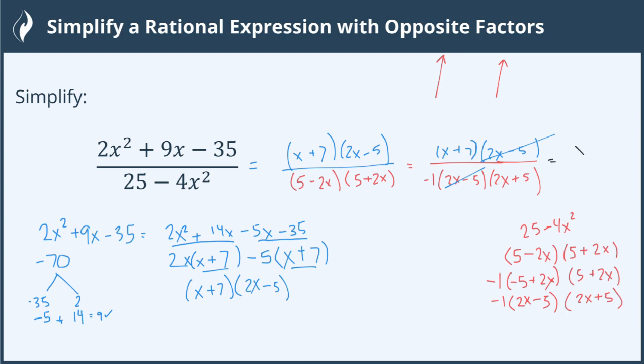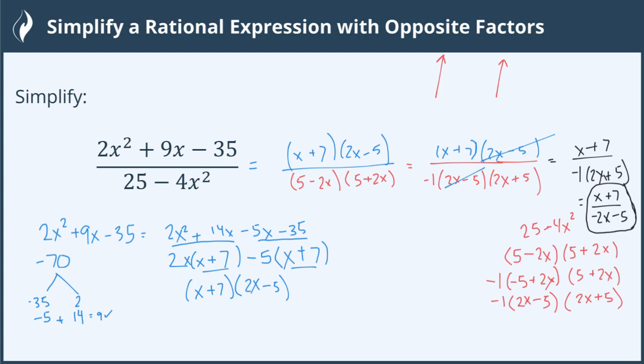In the numerator, I'll have x plus 7, and in the denominator, I have -1 times 2x plus 5. Now, it's sort of an optional step, but if you want, you could distribute that -1 and come up with -2x minus 5. So this would be my final simplified answer.